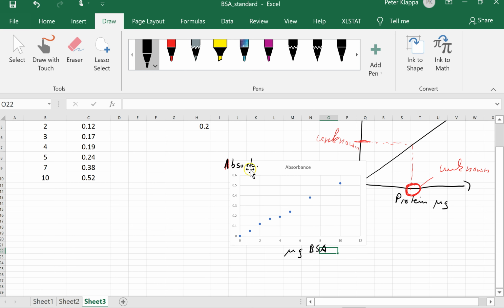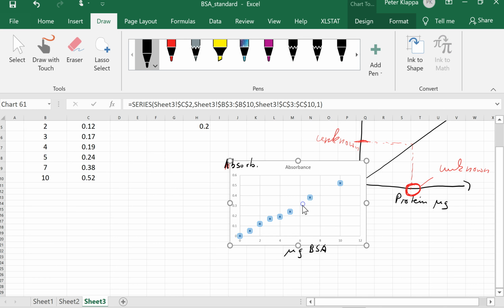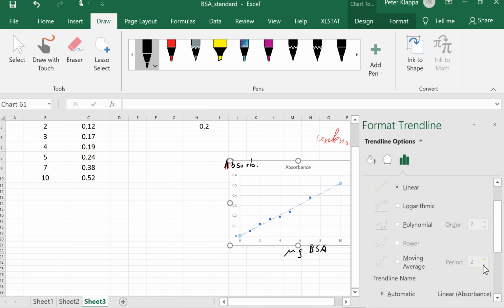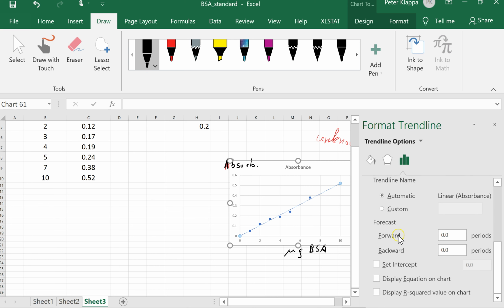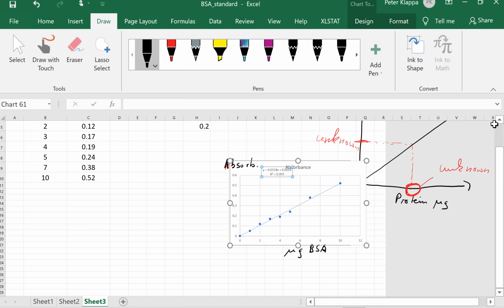So what I get here is a nice standard curve, and I can actually try to do a best fit line, and the way to do that is just simply right click with the mouse on one of the data points, add trend line, and it will come up with another window here. So we can display the equation on the chart, and we can also display an R² value. So we've got the data here, and let's close that window.